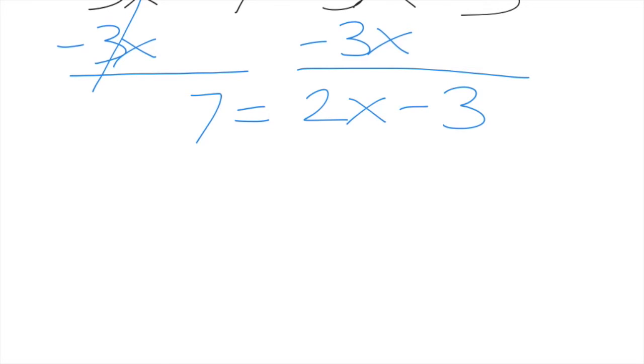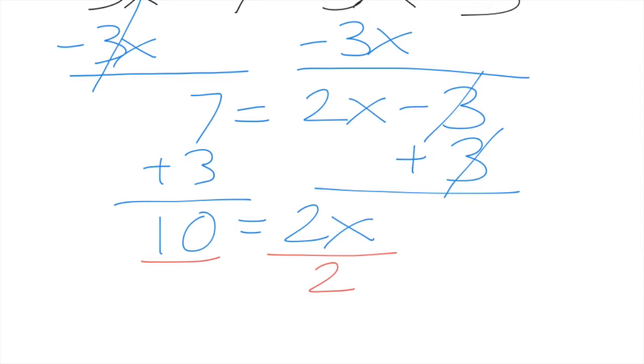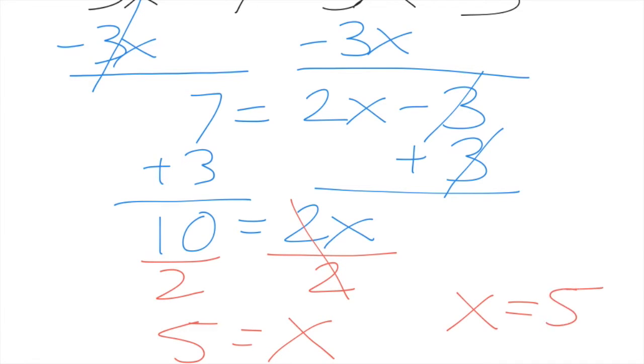Now, it's a straightforward two-step equation. What do I do now? Add 3 to both sides. When I do that, what do I get? 10 equals 2x, because the negative 3 and the 3 cancel out. What do I do now? Divide both sides by 2. What's 10 divided by 2? 5. And the 2's cancel to give me x. So what I get is x is equal to 5. It really is that simple. The trick is to get rid of one of the variable terms first.